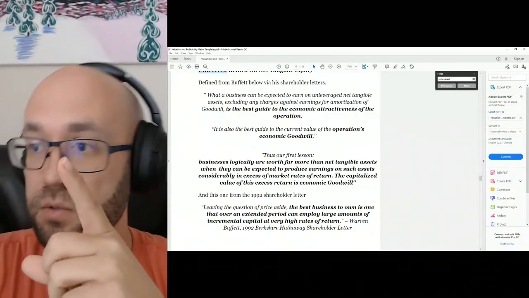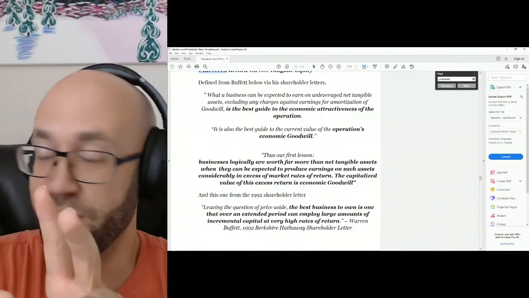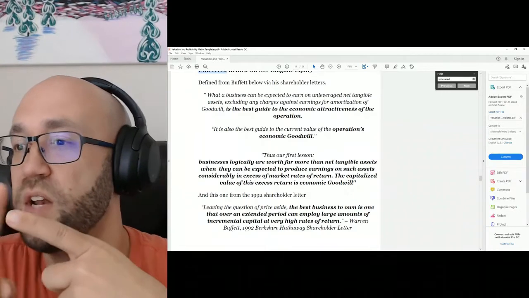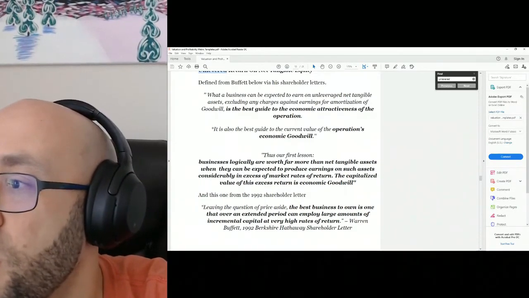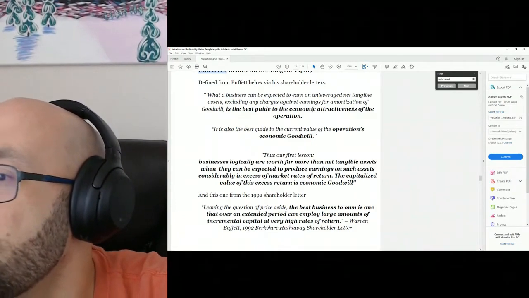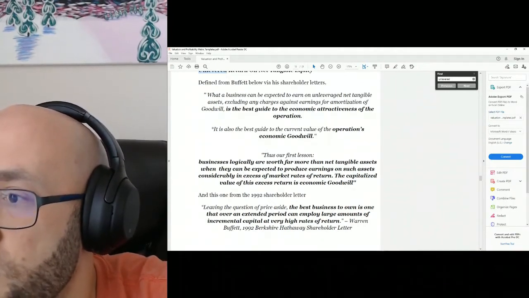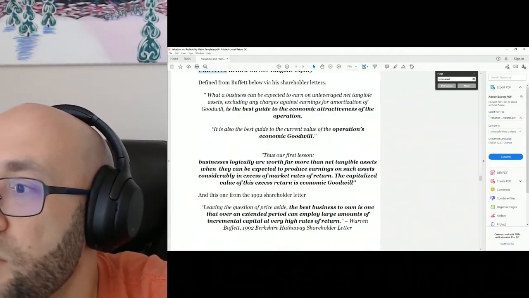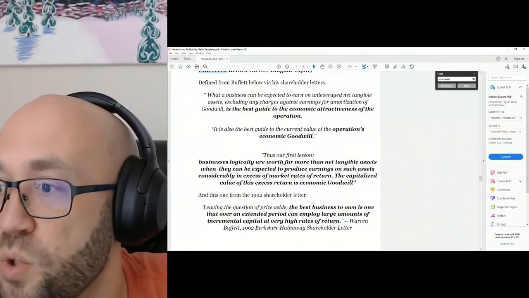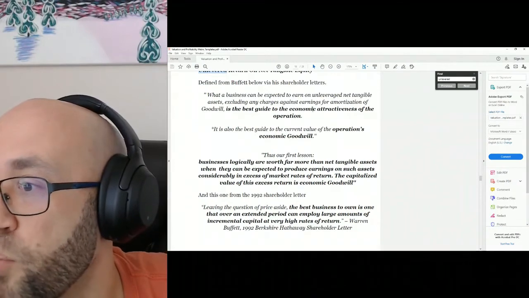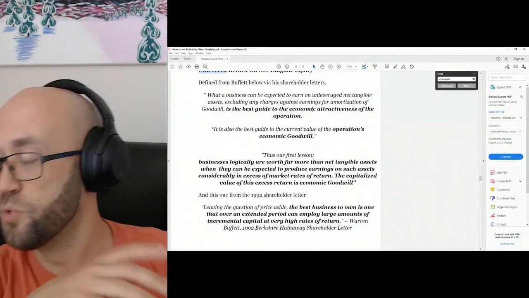So, unlevered return on net tangible equity. I'm going to mess up saying that because it's a mouthful, so I apologize in advance. It is what a business can be expected to earn on unleveraged net tangible assets, excluding any charges against earnings for amortization of goodwill. It's the best guide to the economic attractiveness of the operation. It is also the best guide to the current value of the operation's economic goodwill, which I will not get into because that's a whole other subject.